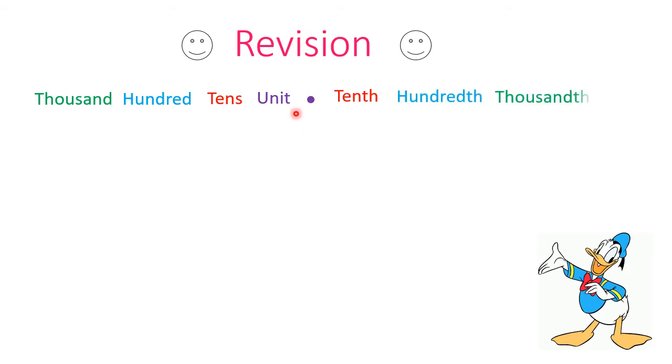What is the meaning of place value? Place value of my digits. This is called the decimal point. The decimal point has two parts, the right and the left. Begin from what? Begin from the left: unit, tenth, hundred, thousand, and so on. From the right: ten, hundreds, thousands.